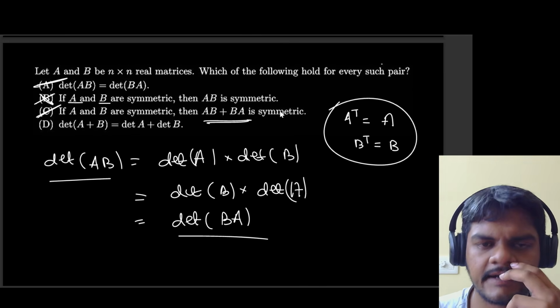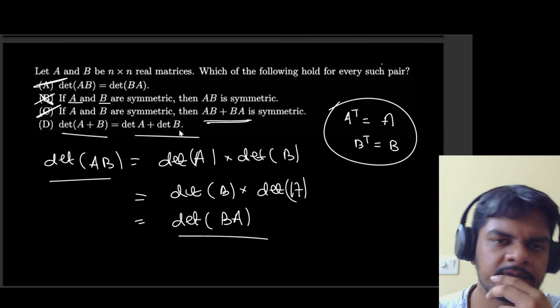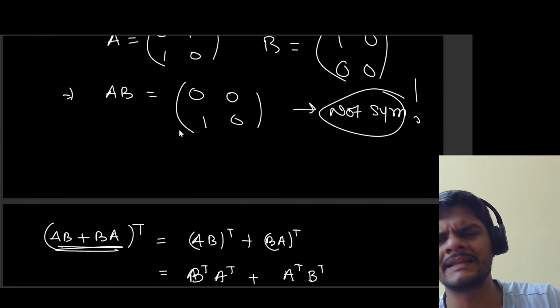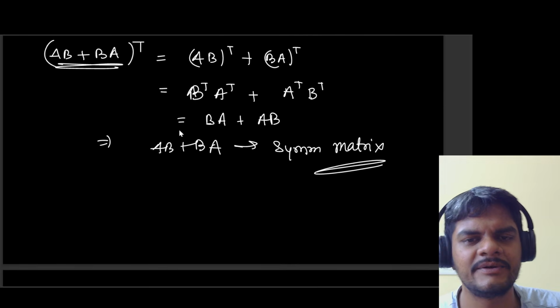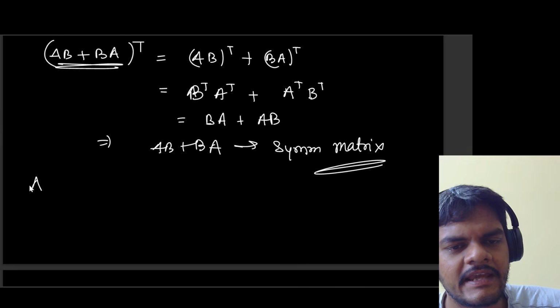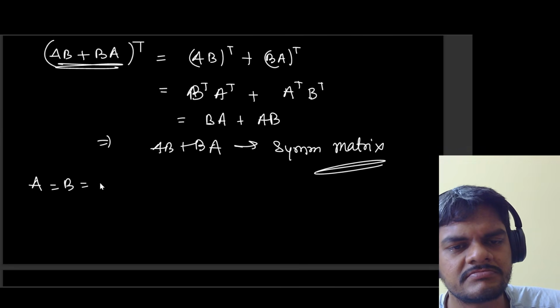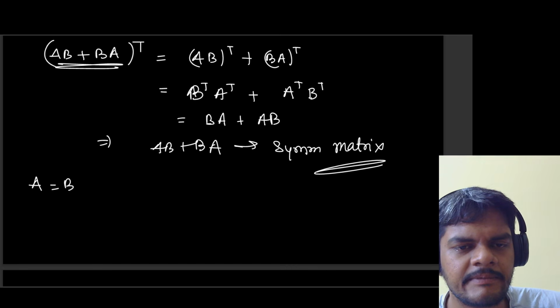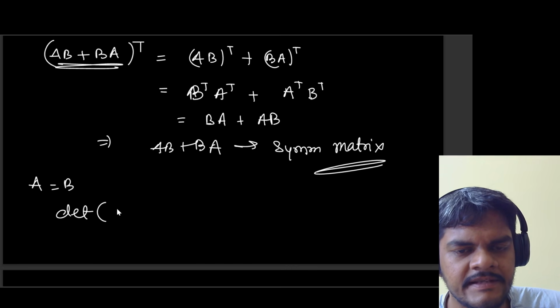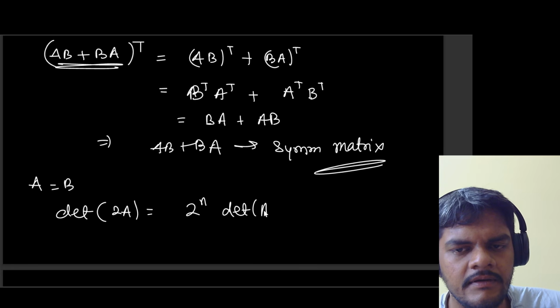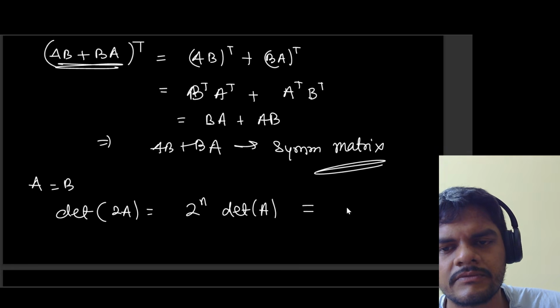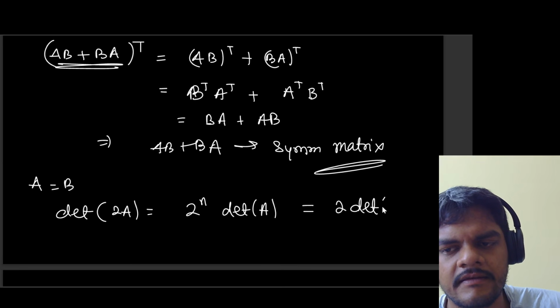C is correct? Determinant of A plus B is equal to determinant A plus determinant B? So determinant is not a linear operation. One simple test you can do is, if you take A equal to B, just look at that. Determinant of B plus A will be determinant of 2A, that is equal to 2 power n determinant of A. When is this equal to 2 times determinant A, that is determinant A plus determinant A? So only when n equal to 1, right?